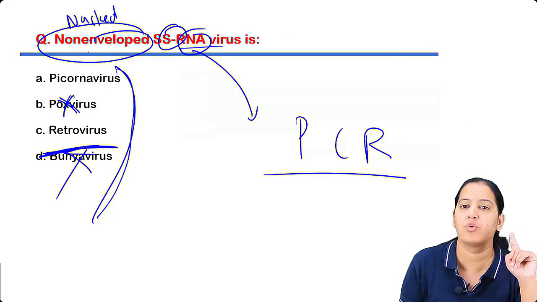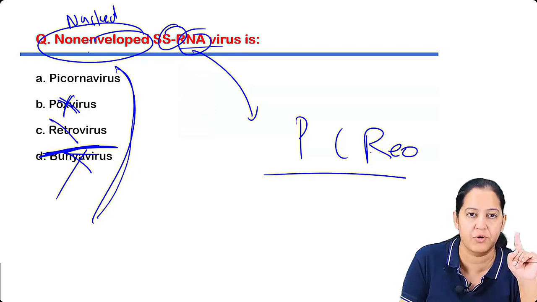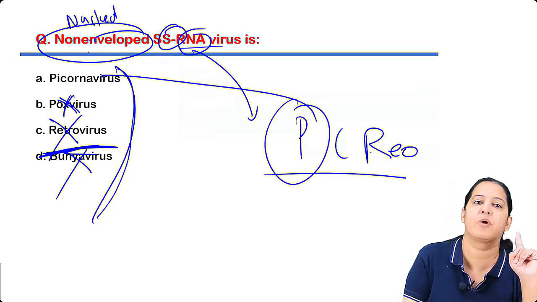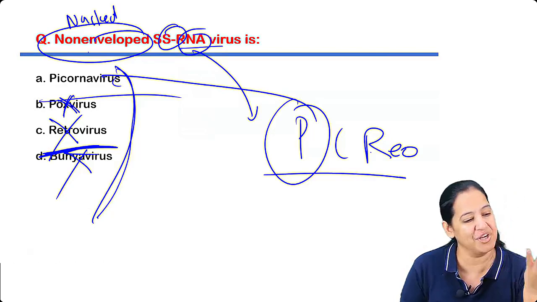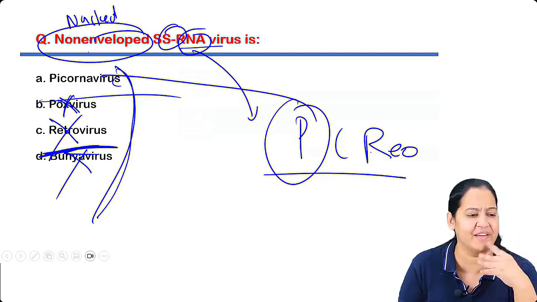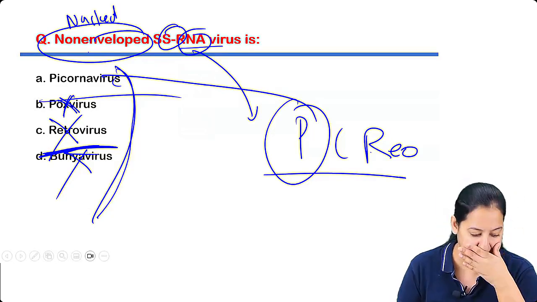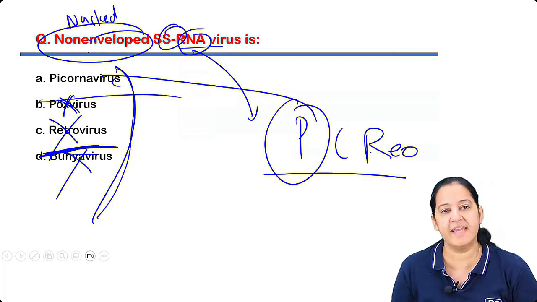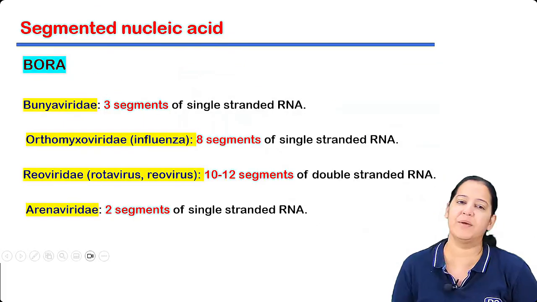R is retro? No, this R is Rio, not retro. So retro is not there. But P is Picorna. The babies are naked. Learn the mnemonic, babies are naked. Babies can be naked. It's okay. So you can learn it's Picorna. Say yes, people. Got it? So in this way, you get a simple question.